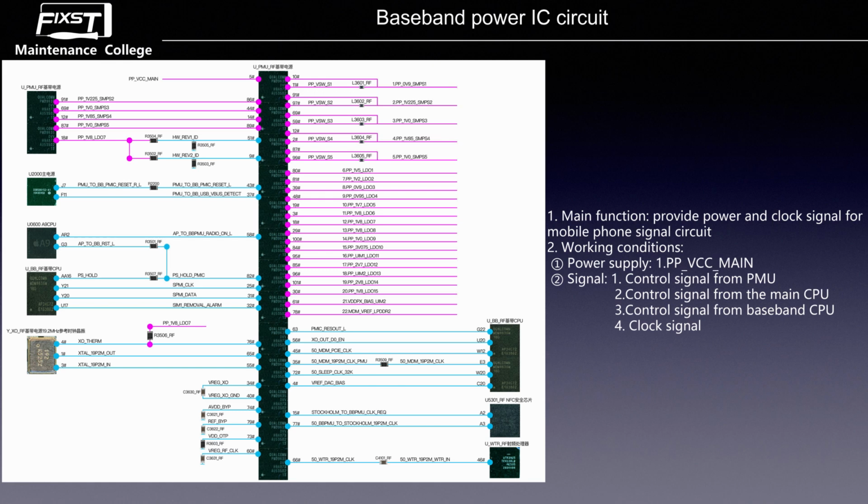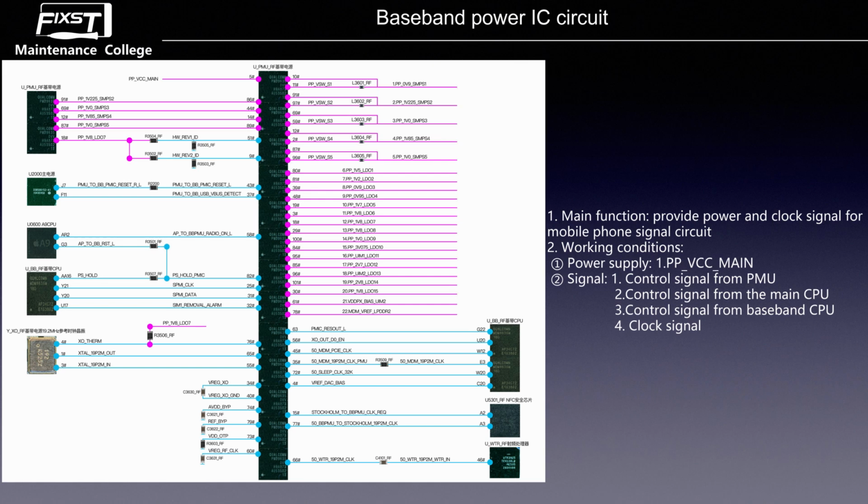Now we look at the baseband power IC, the red and downside, the blue line. Now we see the first line. This is the 16.3, this line. This line is PMC RESOUT. This line is the baseband power IC to the baseband CPU reset signal.